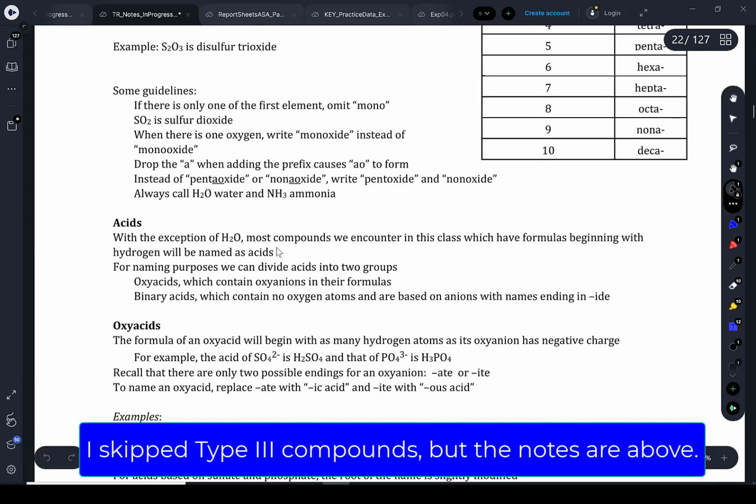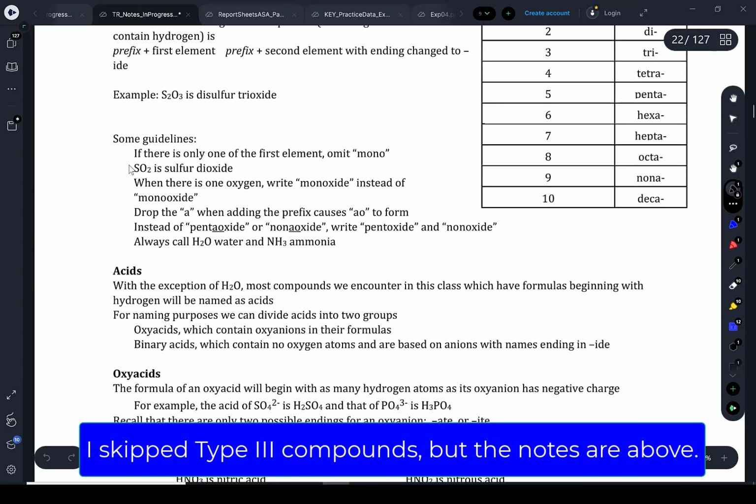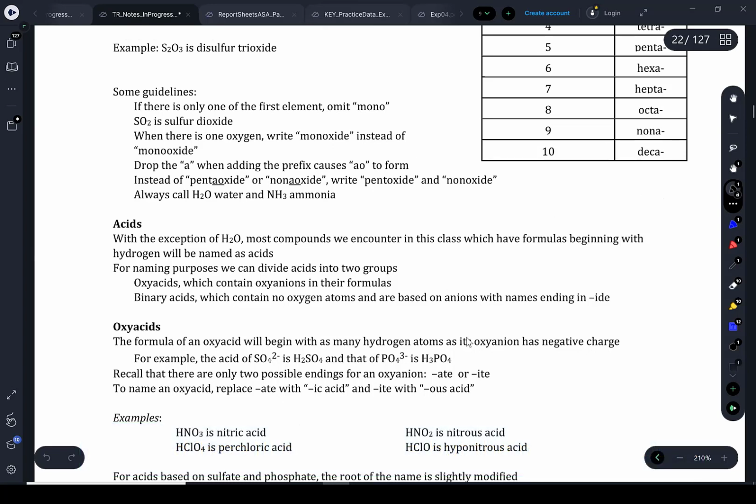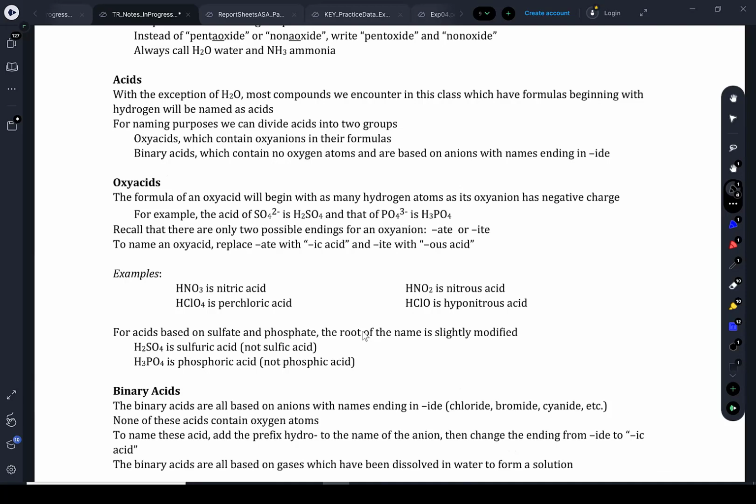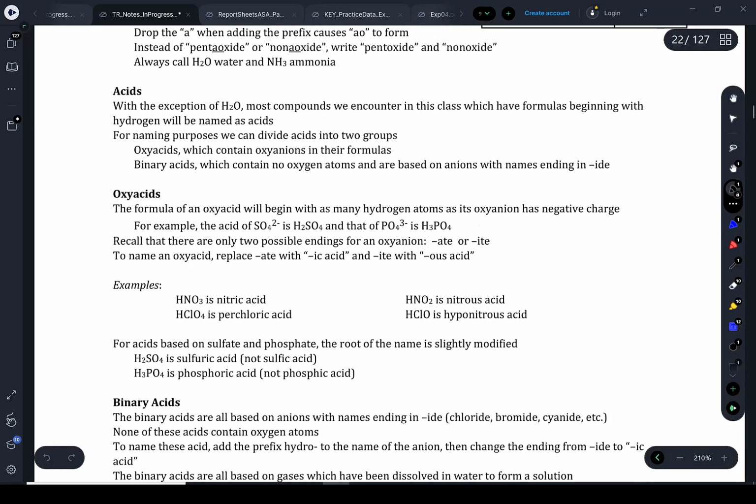We talked about how to name, for example, disulfur trioxide, carbon dioxide, all of those things, right? So type three compounds, which are nonmetals with nonmetals. So we'll go ahead and pick up with acids. Now, acids are going to essentially be divisible into two types.